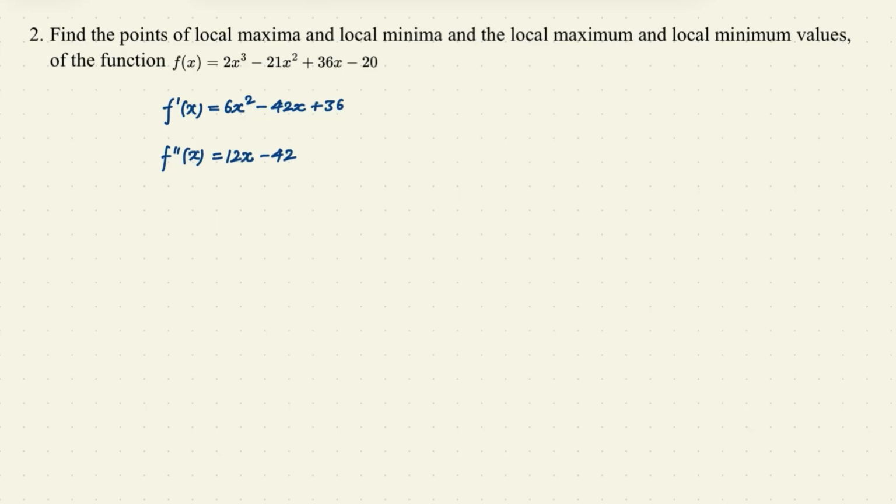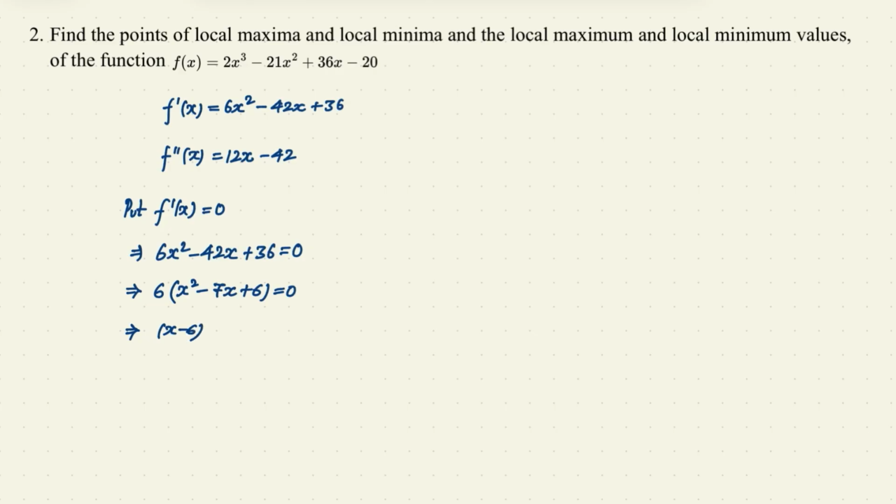Now in order to find the critical points, we have to put f dash of x equals to 0 as usual. So here it will be 6x square minus 42x plus 36 equals to 0. Taking out 6 common, we will have x square minus 7x plus 6 equals to 0. On factorizing the quadratic polynomial, we will get x minus 6 into x minus 1 equals to 0. So from here we will get critical points as 1 and 6.